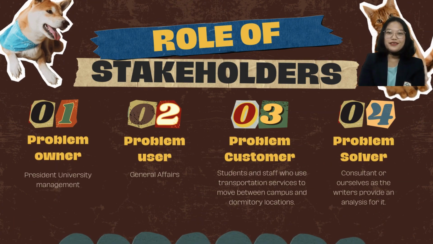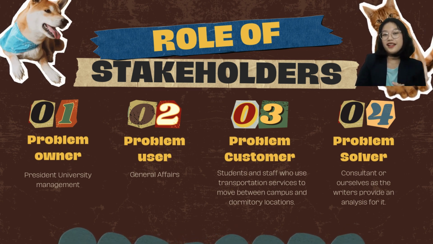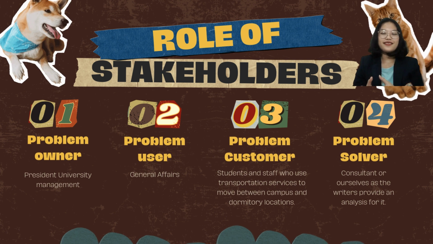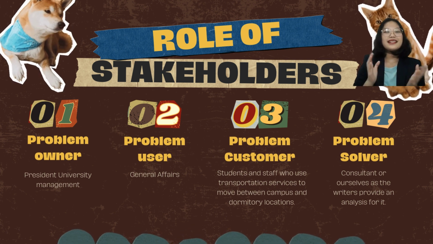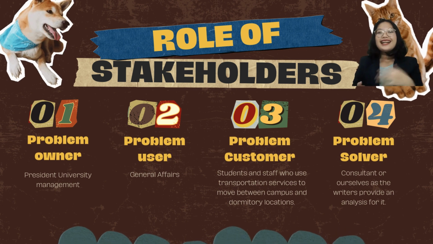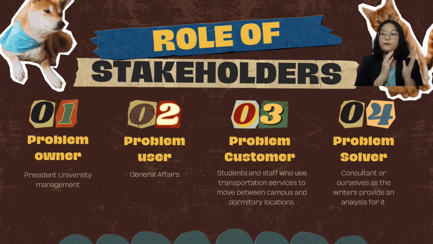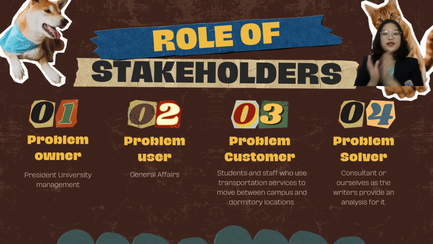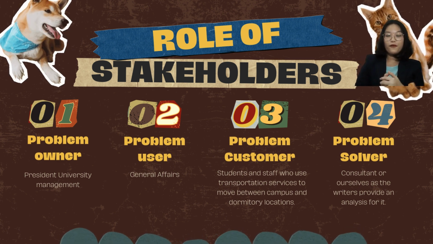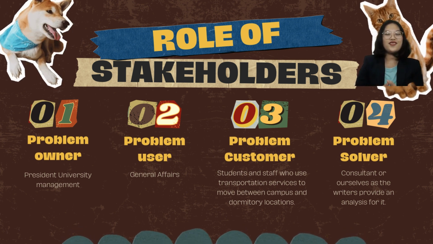Okay, next, we need to determine the stakeholders of the problem. First, the problem owner is President University management that can make decisions. Next, the problem user is general affairs, who will implement the decision made by the problem owner. Then, the problem customer is students or staff who use the campus bus to move between campus and also dormitory. Last, the problem solver is the consultant or ourselves as the writers, providing an analysis for this problem.